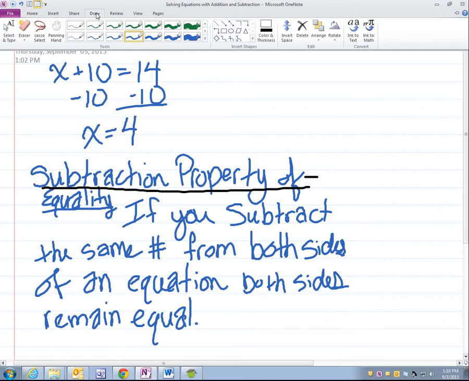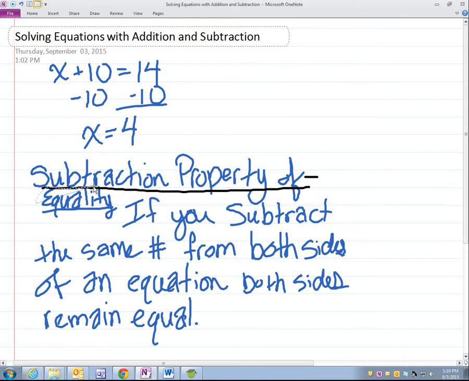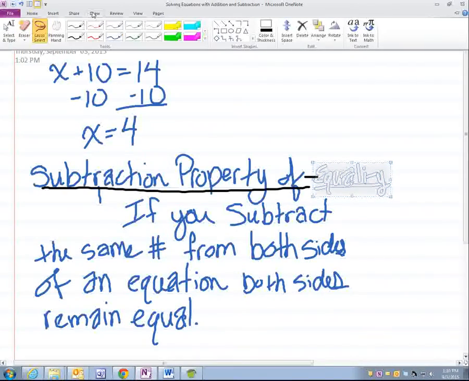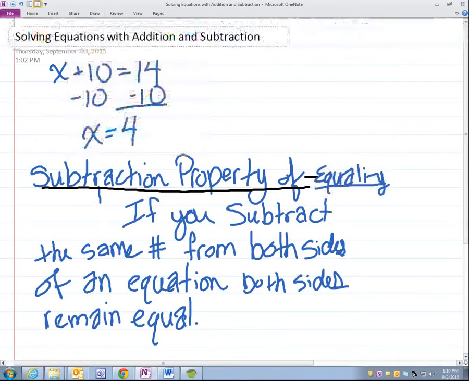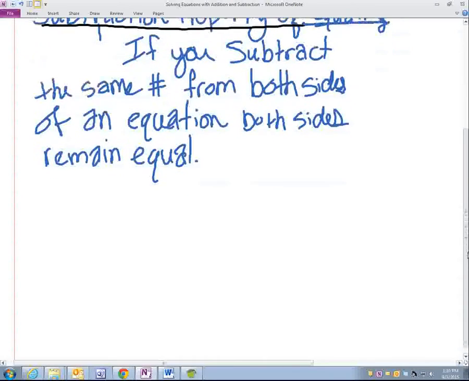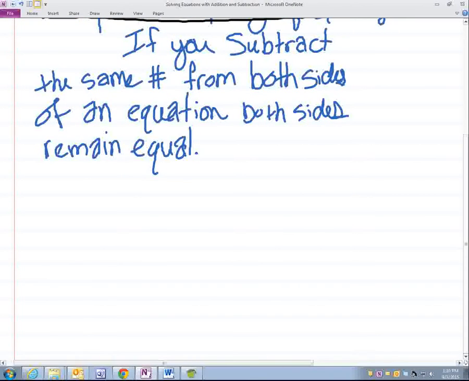I'm going to move this. But I left my L. There. Boom. So if you subtract, remain equal. Is that too small? Can everybody see that okay? Can I leave it at this? Okay.